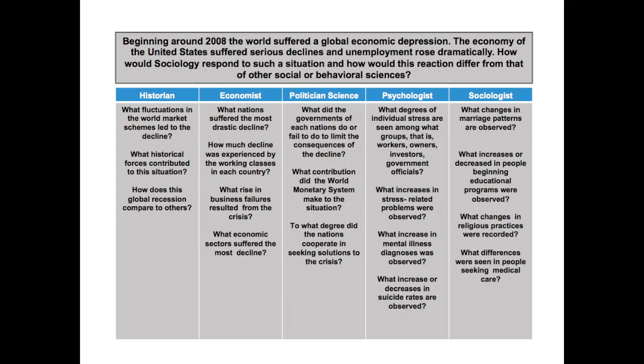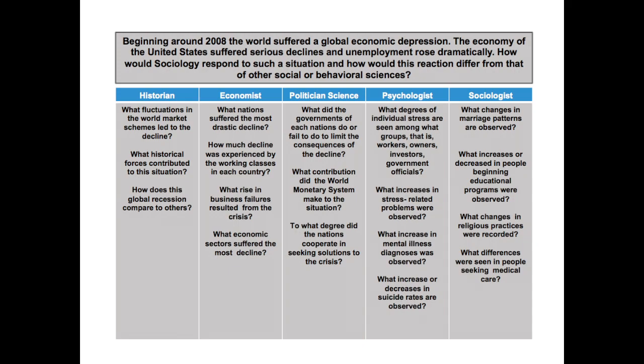The next slide shows how the global depression in 2008 might have been viewed by a historian, an economist, a political scientist, a psychologist, and a sociologist. Notice the sociologist would be looking at what changes in marriage patterns are observed during this downturn, what increase in people beginning educational programs, what changes in religious practices were recorded, what difference was seen in people seeking medical care. Another chart that can help you.